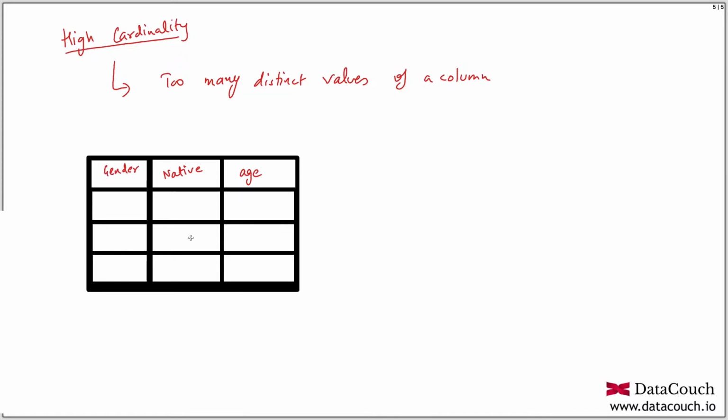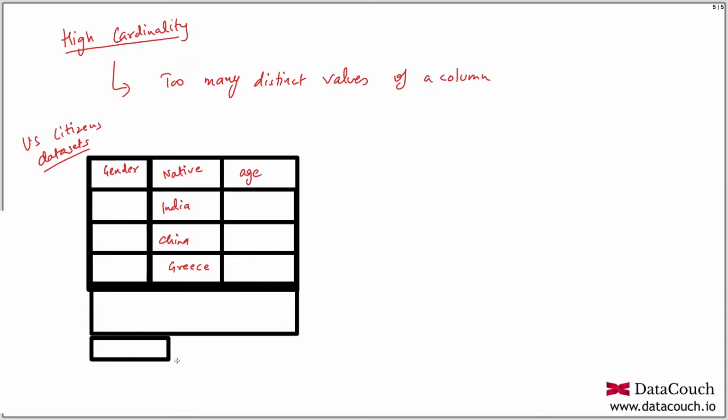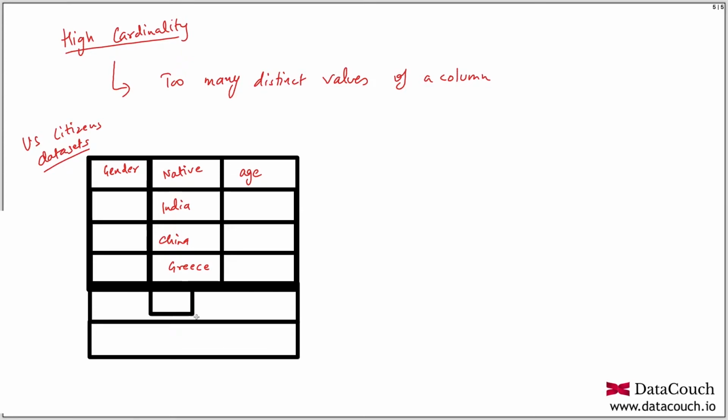So we have various columns, and let's say this is US citizens dataset, and we want to predict who will win election. So this is native country, so some people are from United States, some people are from India, some people are from China, some people are from Greece. So different countries people belong to, and some people are from United States itself. So we can have a couple more rows here. So I'm adding those rows here. So this is US, this is US.